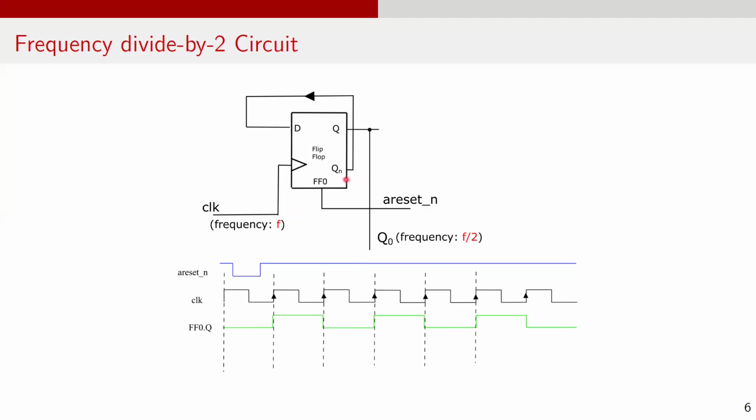To design a divide by 2 synchronous circuit, use a single D flip-flop with feedback: Q is fed back to the D input, and the clock signal at frequency F drives the clock input. On every active edge of the clock, the output Q toggles. Therefore, the signal generated at output Q has a frequency of F over 2.